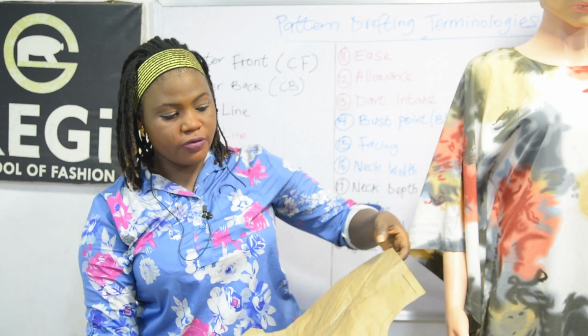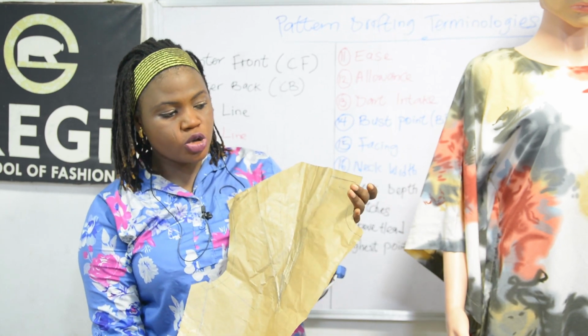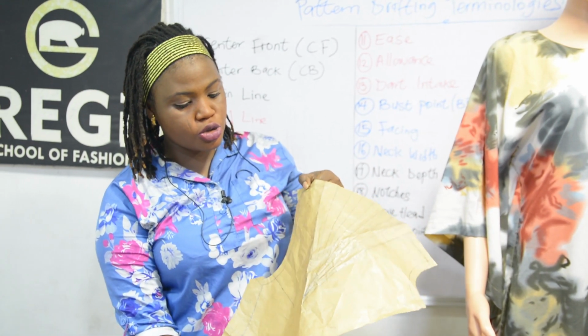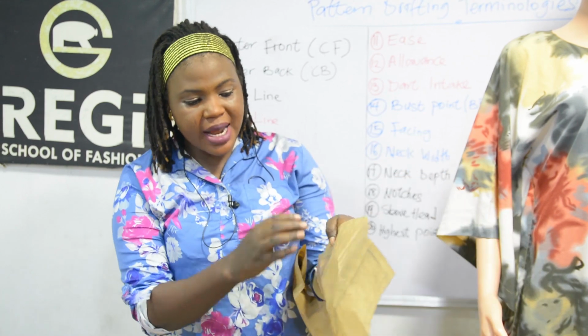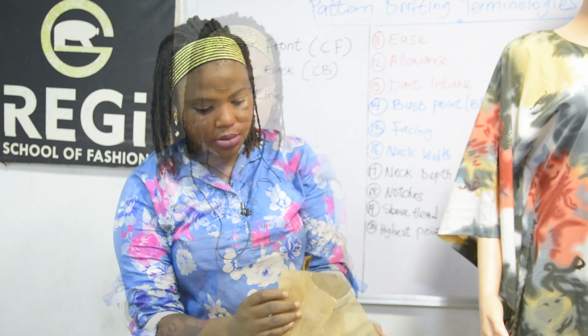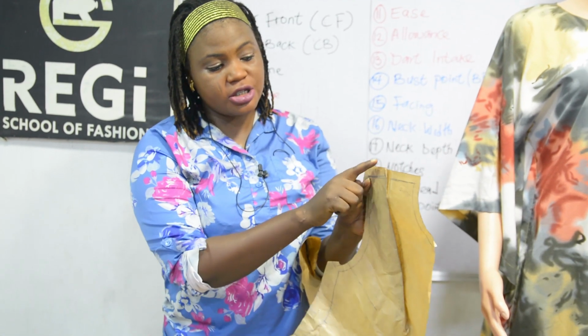So this is not part of the shoulder line. So what I have from this edge, this is a neckline. What I have from here to here and what I have from this point to this point also are the shoulder line. So by the time I fold this inward, can you see what I have? From this point to this point is the shoulder line.